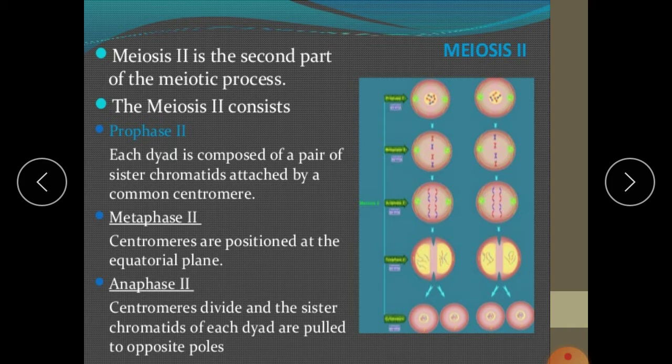So prophase II. Meiosis II is the second part of the meiotic process. The Meiosis II consists of prophase II. Each dyad is composed of a pair of sister chromatids attached by a common centromere.